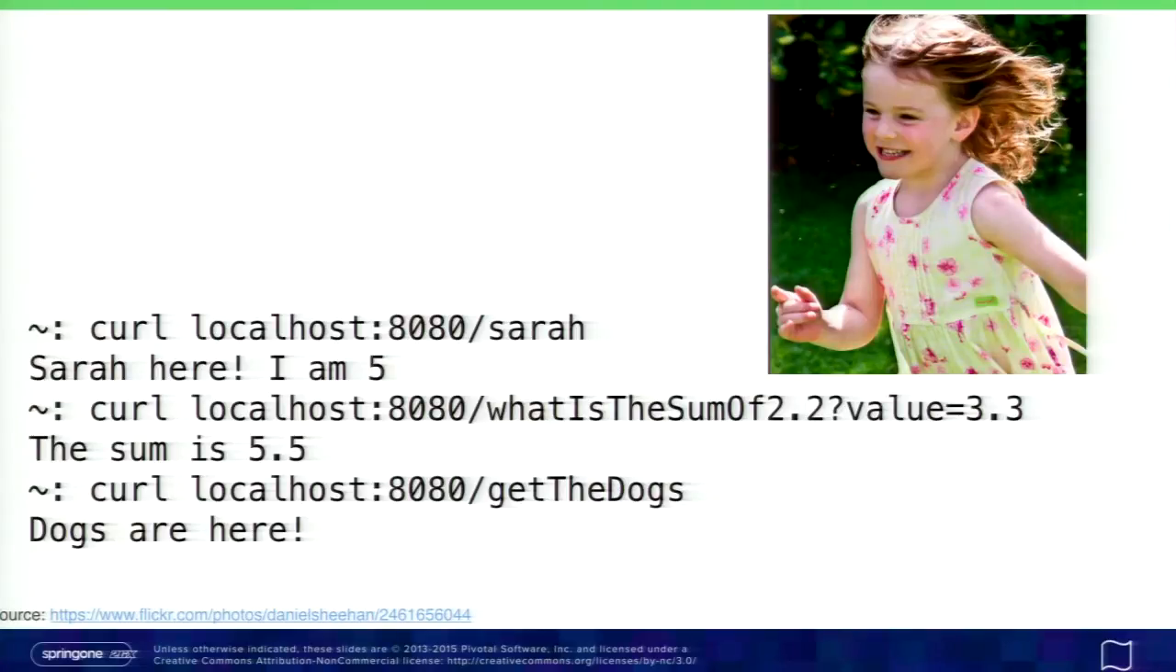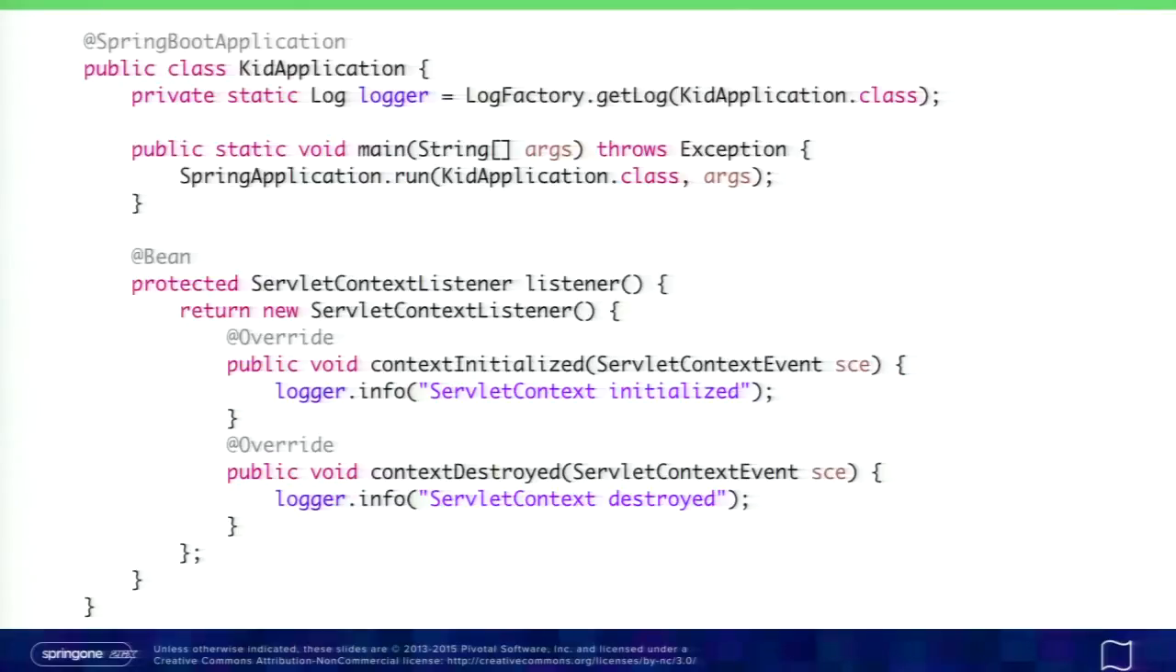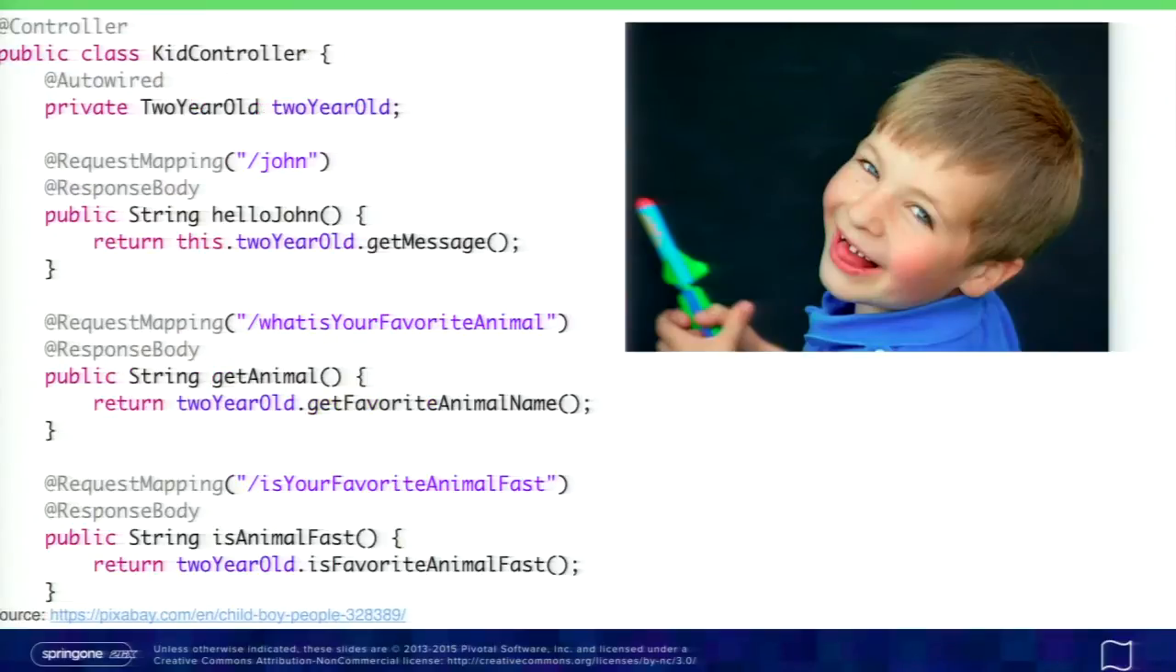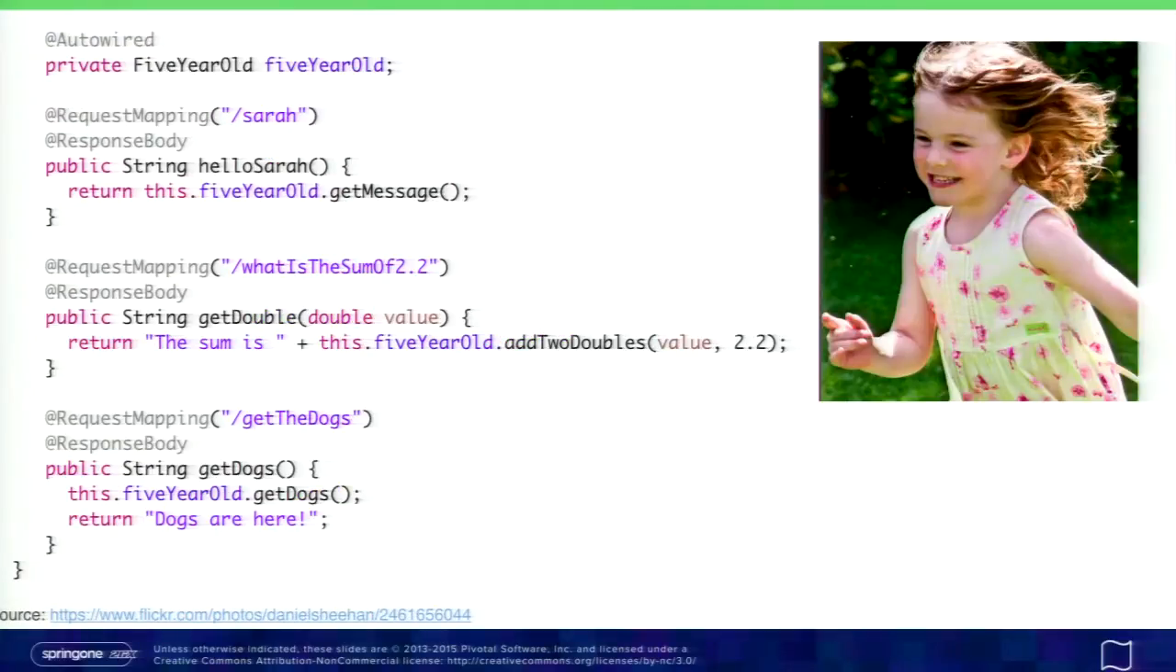And Sarah's also old enough to go gather up all the dogs and bring them to us. Now this is your basic Spring Boot application. I'm using servlets here. I have my kid controller. I'm autowiring my 2-year-old with my hello John, get animal, and is animal fast methods. Then I have my 5-year-old autowiring that up too. Sarah, she can do some addition and she can go get the dogs.